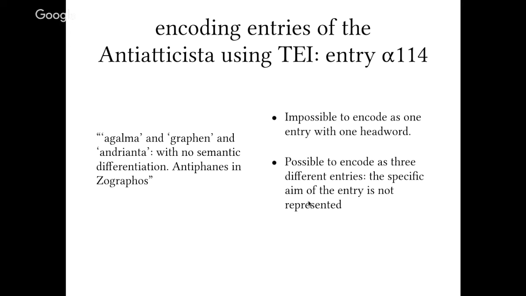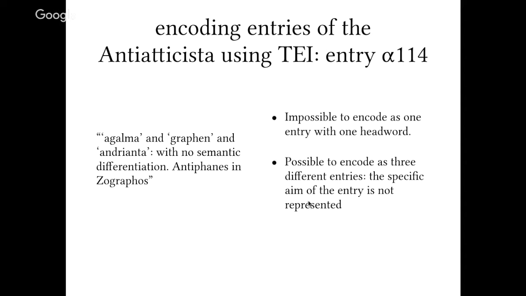And then the information added to this is with no semantic differentiation. The author follows the authority Antiphanes in the comedy Zographos. Actually, we should read the entry like this. The three words, agalma, graphe, and andrias, are used by Antiphanes in the comedy Zographos with no semantic differentiation. That means they are treated as absolute synonyms.